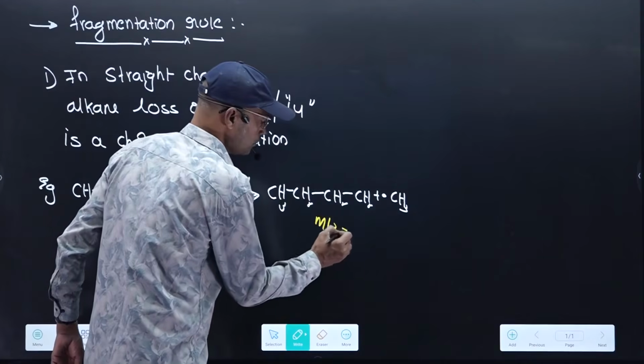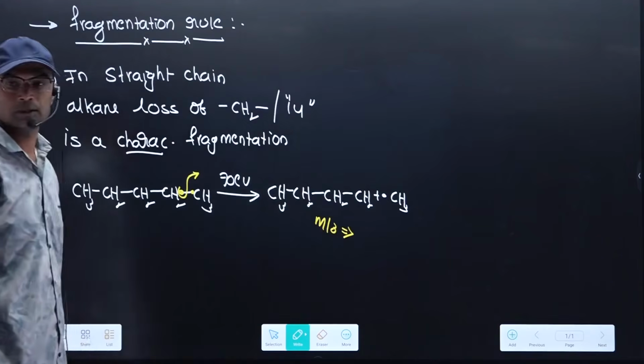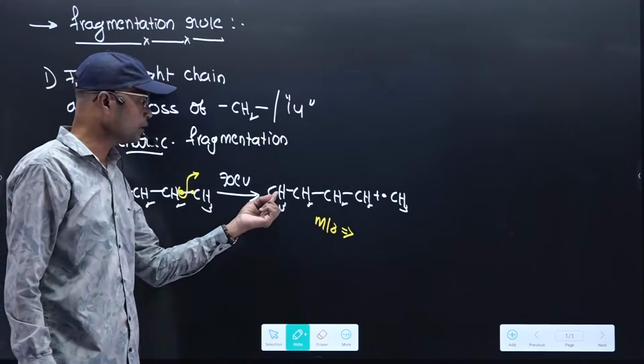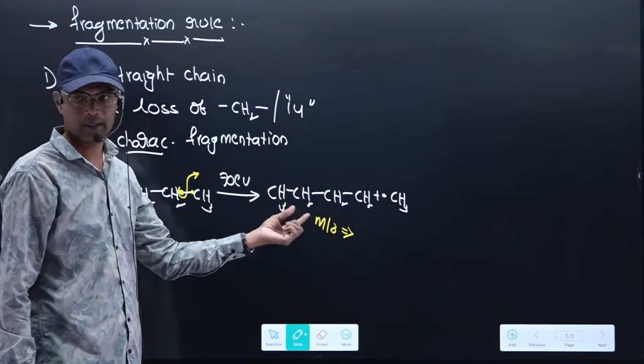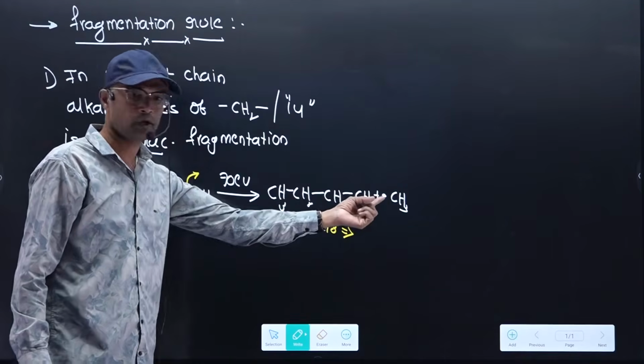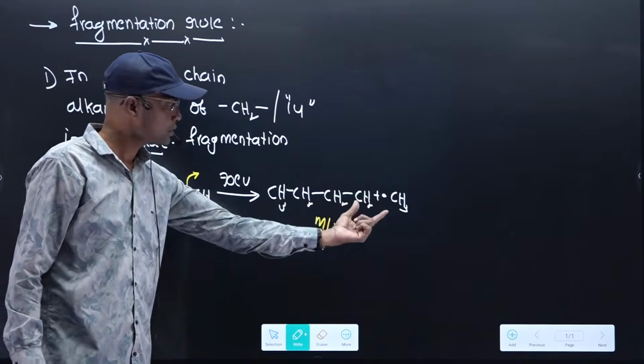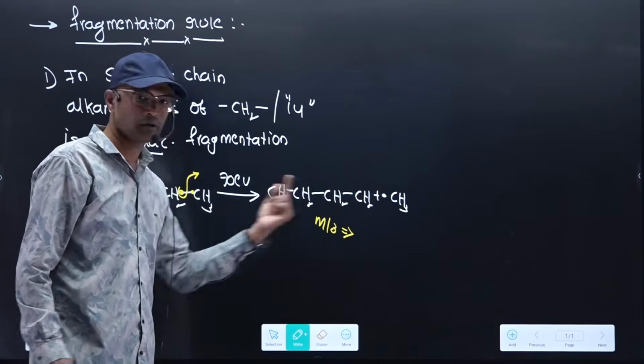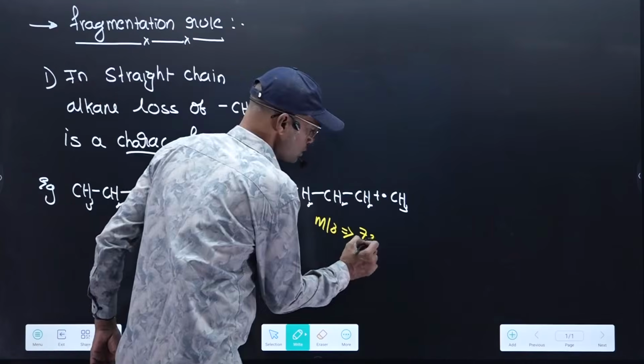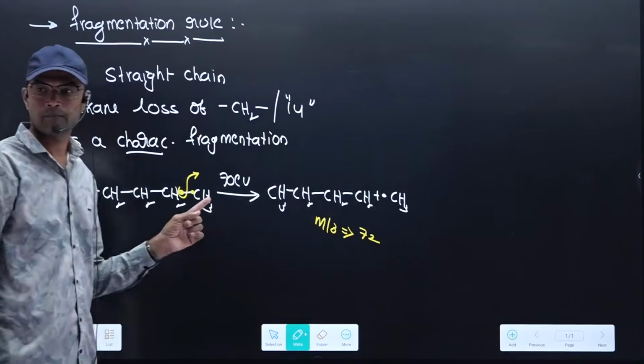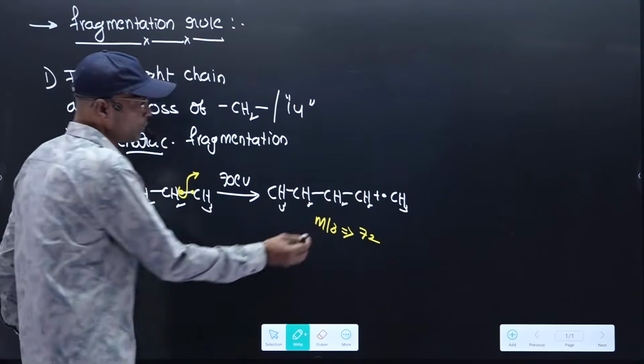The m/z value. How much? Every carbon is 12, every hydrogen is 1. So 1, 2, 3, 4, 5 carbons: 5 into 12 is 60, 65, 70, 72. So the m/z value is 72. Clear? In the first fragmentation, see here how many electrons are present?